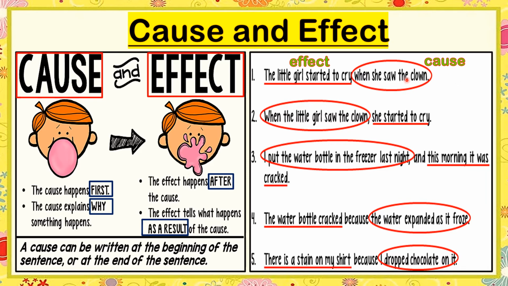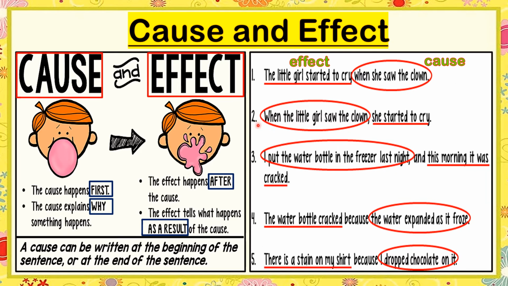So before she saw the clown, she is not crying. But after she saw the clown, when she saw, from the word saw, it means past tense already, that is the time that the girl started to cry. So that is the effect.